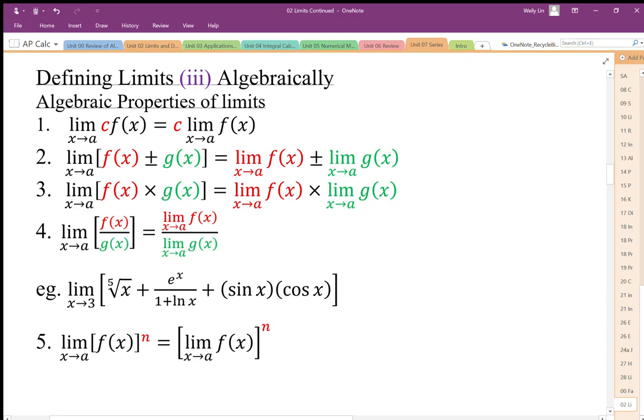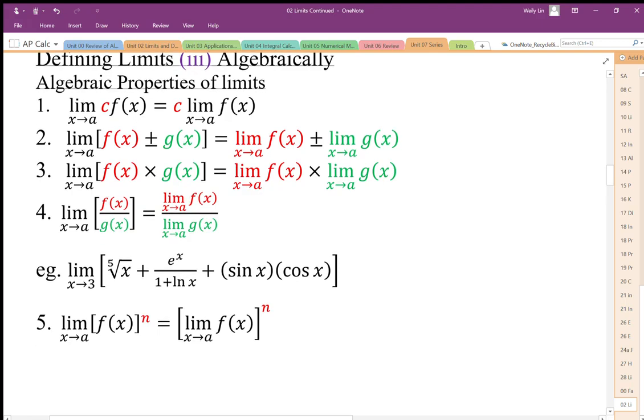If it works for multiplication, it must be the same for division, so we can take the limit of the numerator and the denominator separately if we want to know the limit of that expression. So if we have something that looks like this, we can take the limit of each part separately. I can do the limit as x goes to 3 of the fifth root, and we can do that separately from this part here. In fact, we can break this up into two separate limits.